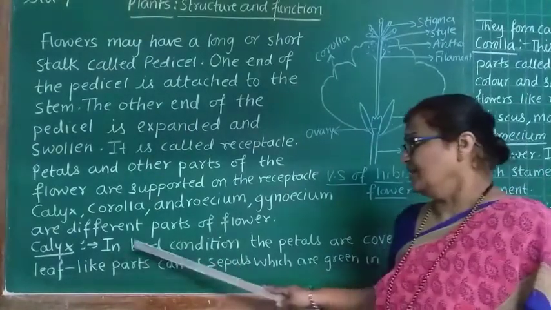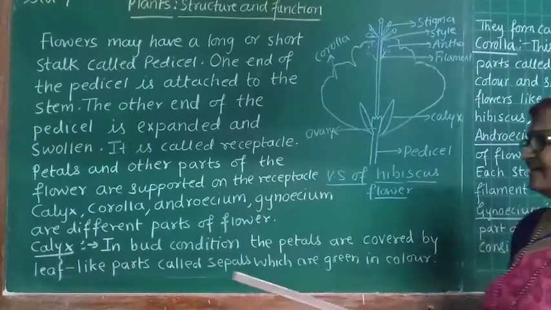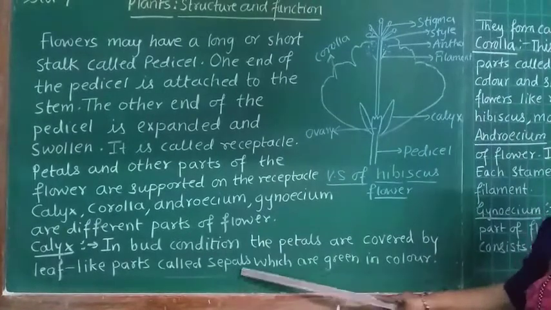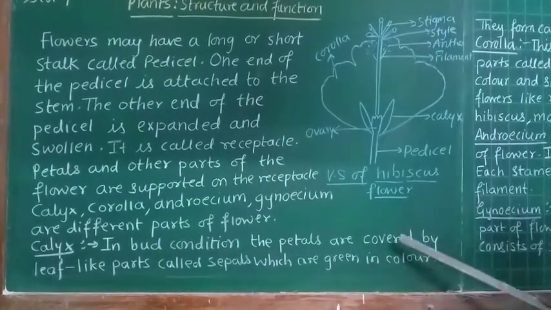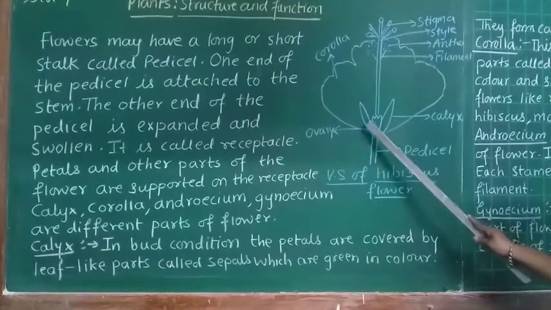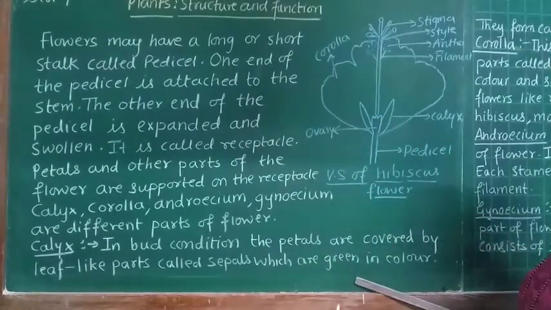Then see, in a bud condition, the petals are covered by leaf-like parts called sepals, which are green in color. So these are green in color. These are called sepals and they are green in color.